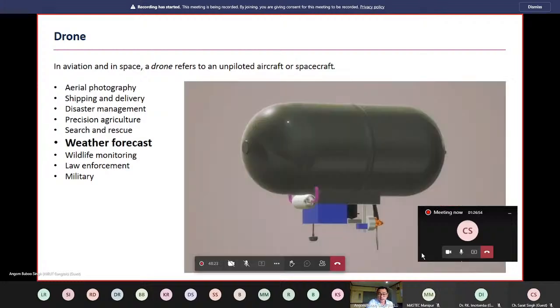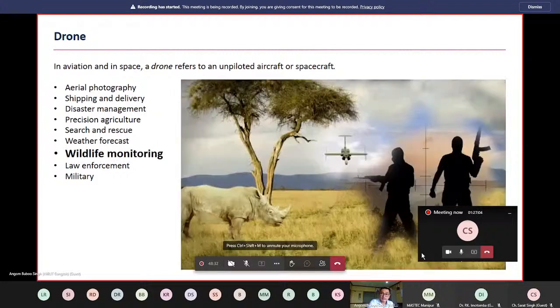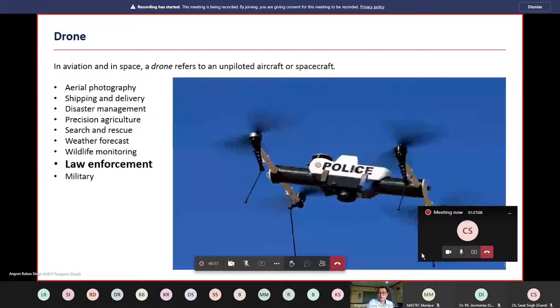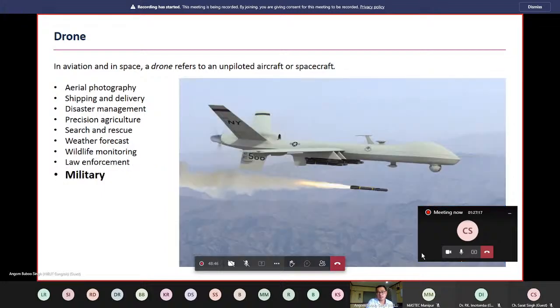Weather forecasting is also another area, where in dangerous weather situations drones can be used without harming humans. Wildlife monitoring is again another area where drones are effectively used to deter poachers. Law enforcement: police and all use drones for maintaining law and order. And right now, countries use drones for military purposes, right now in Russia and Ukraine, but also elsewhere they are using this.